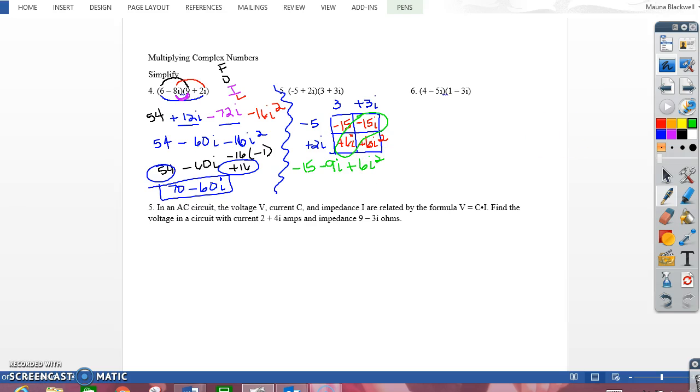Remember, i squared will become a times negative 1. So that's going to become minus 6. So negative 15 minus 9i minus 6. And then we have like terms at negative 15 and negative 6. So negative 21 minus 9i.